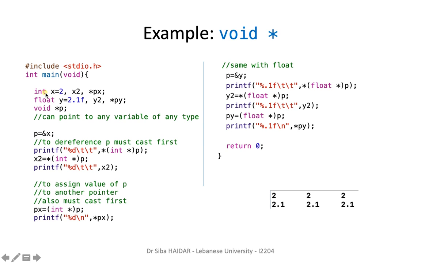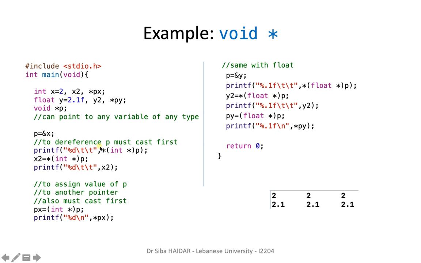First, we declare two integers, x2 and x, and an int star, which is a pointer to integer base type, which is px. The same thing, I will change the types and I will declare y, y2 and py, which are two variables of type float and a pointer to type float. And then I will declare this joker void star p. So here p can point to any variable of any type. It is a pointer, a universal pointer. I can make p point to x to have the address of x.